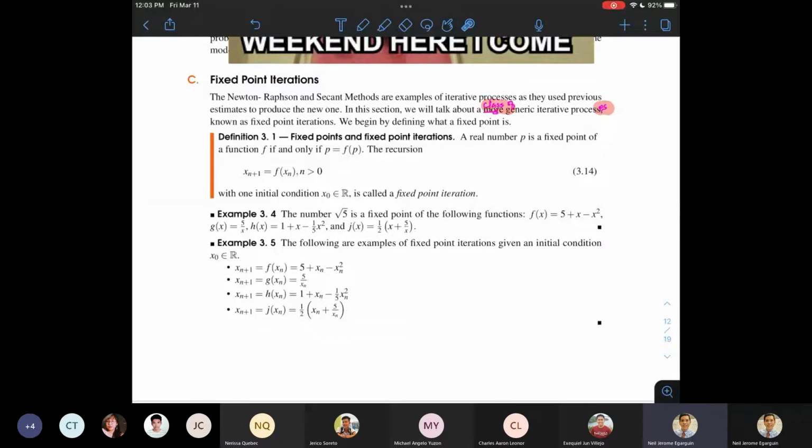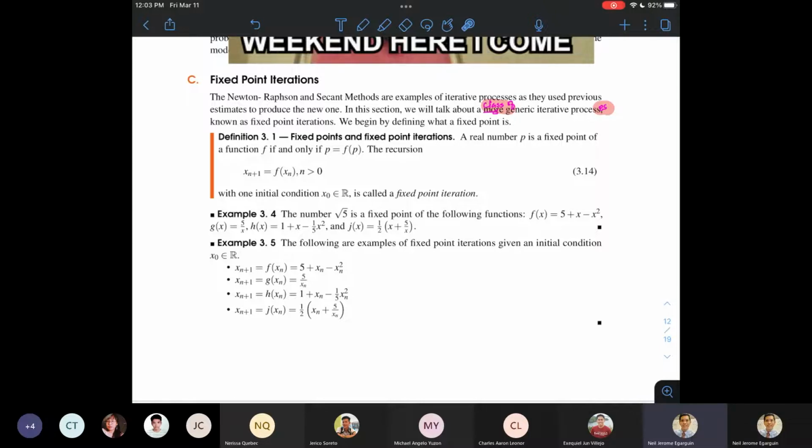Definition 1. Okay? So a real number p is a fixed point of a function f if and only if p is equal to f of p. So ibig sabihin, fixed point siya kapag ang function value niya under f ay yung sarili niya. So parang invariant siya, hindi siya nababago dun sa function f. You plug it into your function f and you get back the number again. Alright? Yan yung mga tinatawag nating fixed point. Kaya fixed, hindi nababago yung value niya pagka nag-undergo siya ng function evaluation.